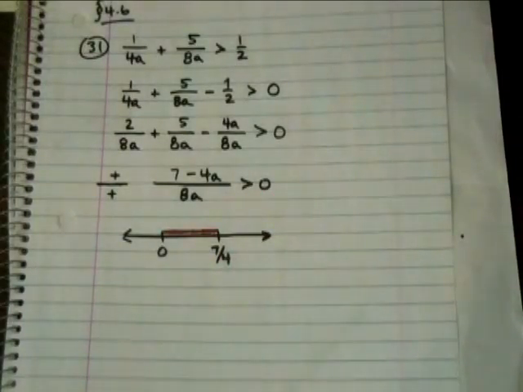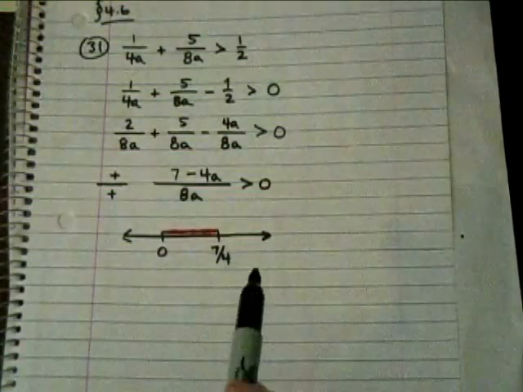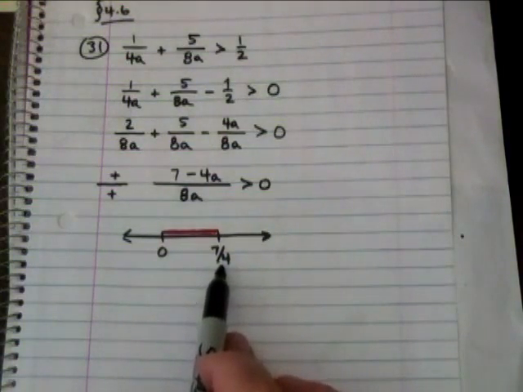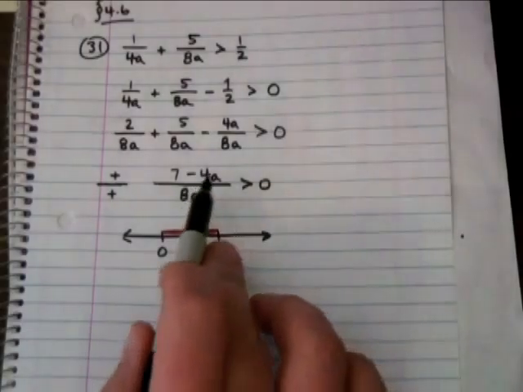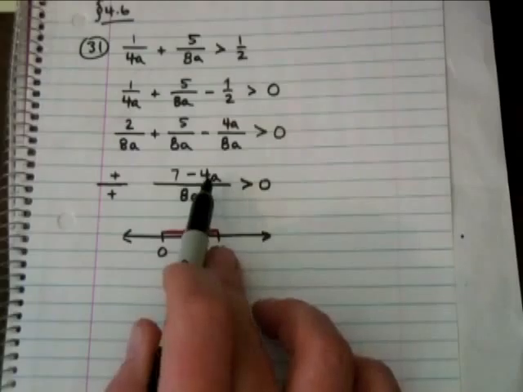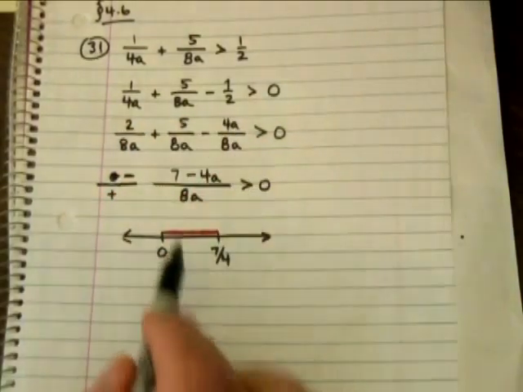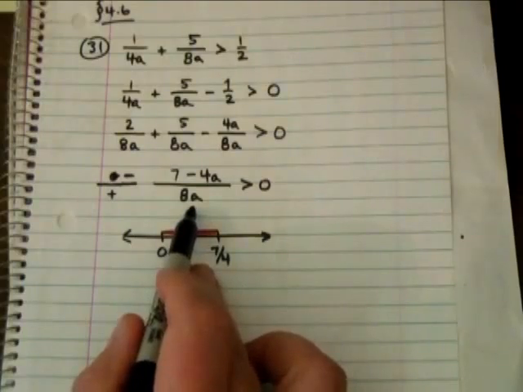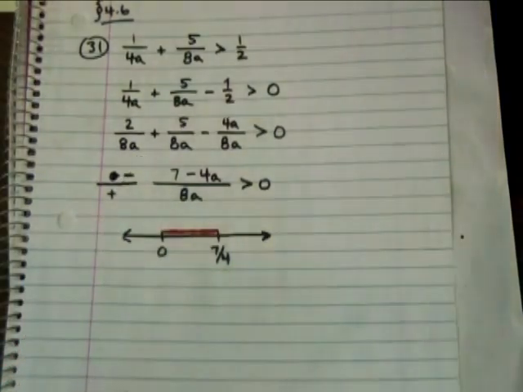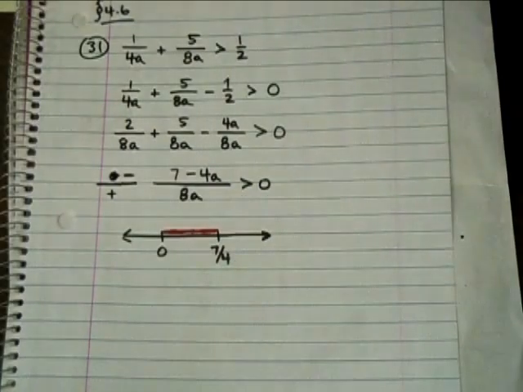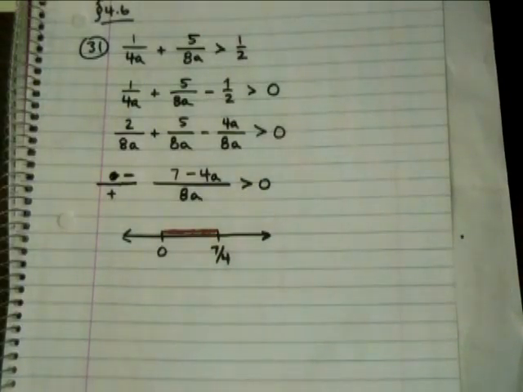That will contain solutions. Then I need to choose a number larger than 7/4, and again, you can choose ridiculously large numbers if you want. For example, 1,000,000. 7 minus 4 million is very clearly a negative number. 8 times 1,000,000 is positive. So I've got a negative divided by a positive, which is negative. That's not what I want, so I do not shade that final region.